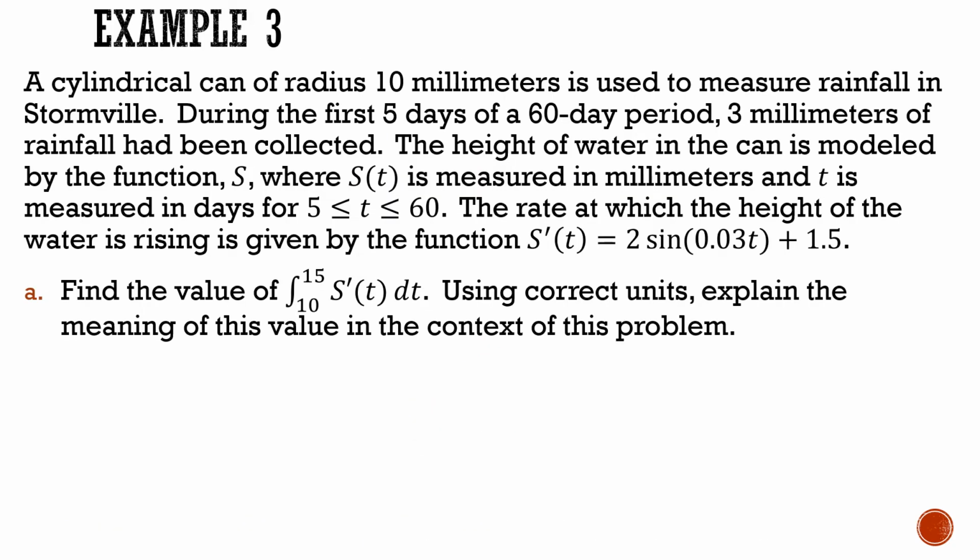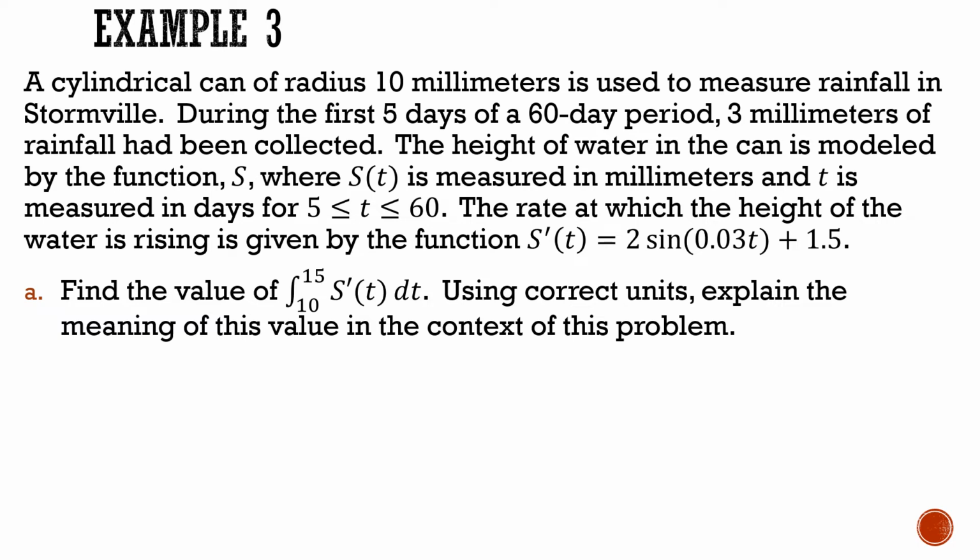All right, so example 3, we have a cylindrical can of radius 10 millimeters used to measure rainfall in Stormville. During the first 5 days of a 60-day period, 3 millimeters of rainfall has been collected. So the height of the water in the can is modeled by the function S, where S of t is measured in millimeters and t is measured in days from 5 to 60.